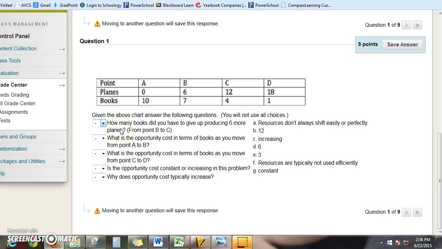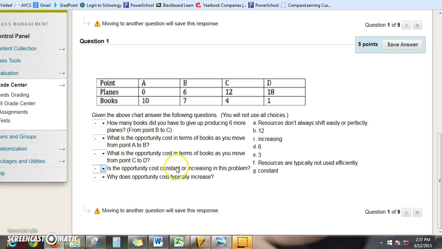So like this first one, it says, how many books did you have to give up producing 6 more planes? So it's telling you what points to look at from B to C. So we're looking at B here, and it's saying, how many books did you have to give up to produce 6 more planes? So right here, I'm producing 6 more planes, so I'm at 12. But books are going from 7 to 4. So how many books did I give up? 3. And then you'll answer these questions as well. Just make sure you're paying attention to what letter you're looking at, and then what area, if you're looking at books or if you're looking at planes.